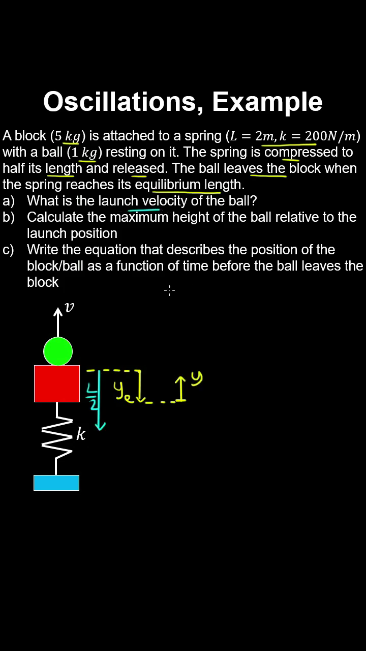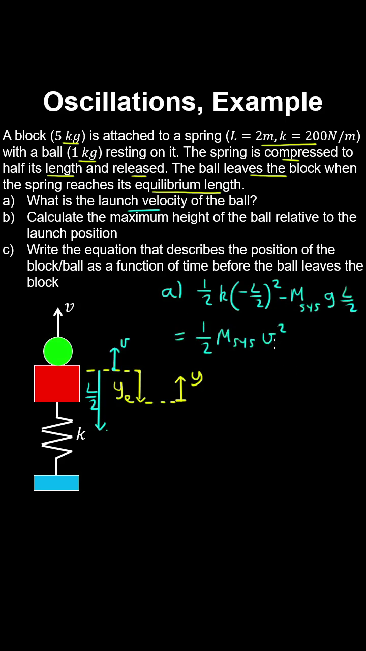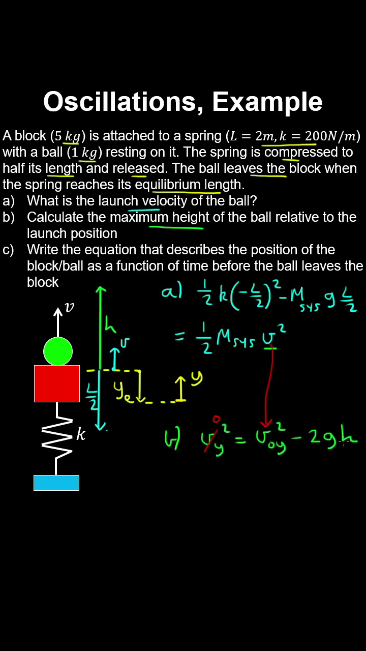To find the launch velocity of the ball, we have the elastic potential energy, and taking our reference position at the equilibrium of the spring, we're at the gravitational potential energy, and that's equal to the kinetic energy of the system, and from that you can solve for the launch velocity. Now calculate the maximum height of the ball relative to the launch position. We're using the following kinematic relation, and we can solve for the height.